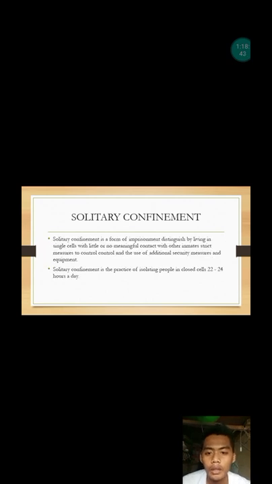Solitary confinement. Solitary confinement is a form of imprisonment distinguished by living in single cells with no meaningful contact with other inmates, with strict measures to control the use of additional security measures and equipment. So solitary confinement is the practice of isolating people for 22 to 24 hours. This is a form of imprisonment where they are only living in single cells.